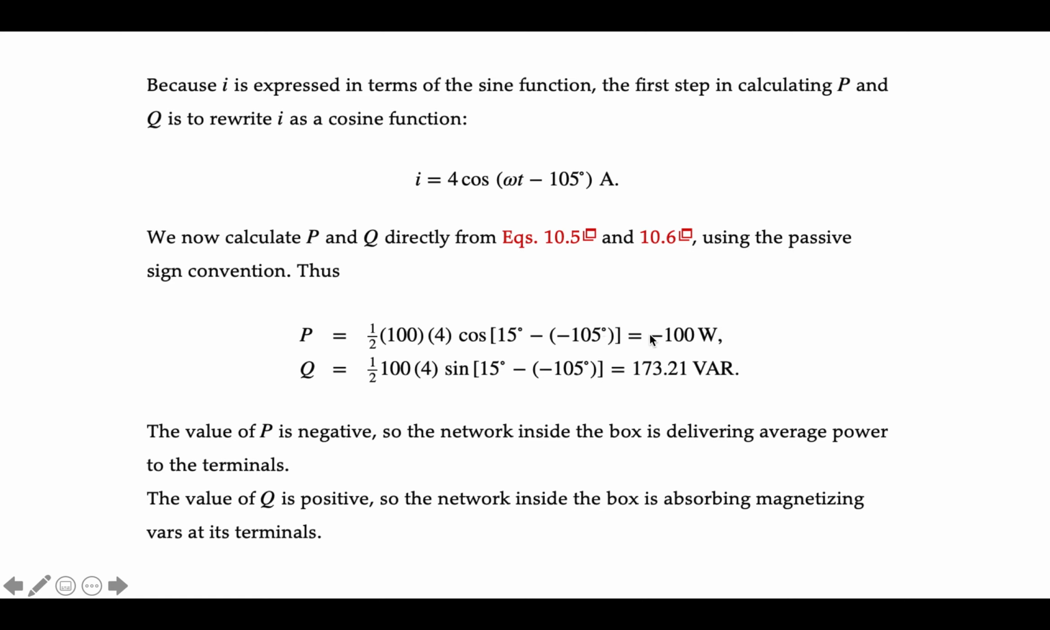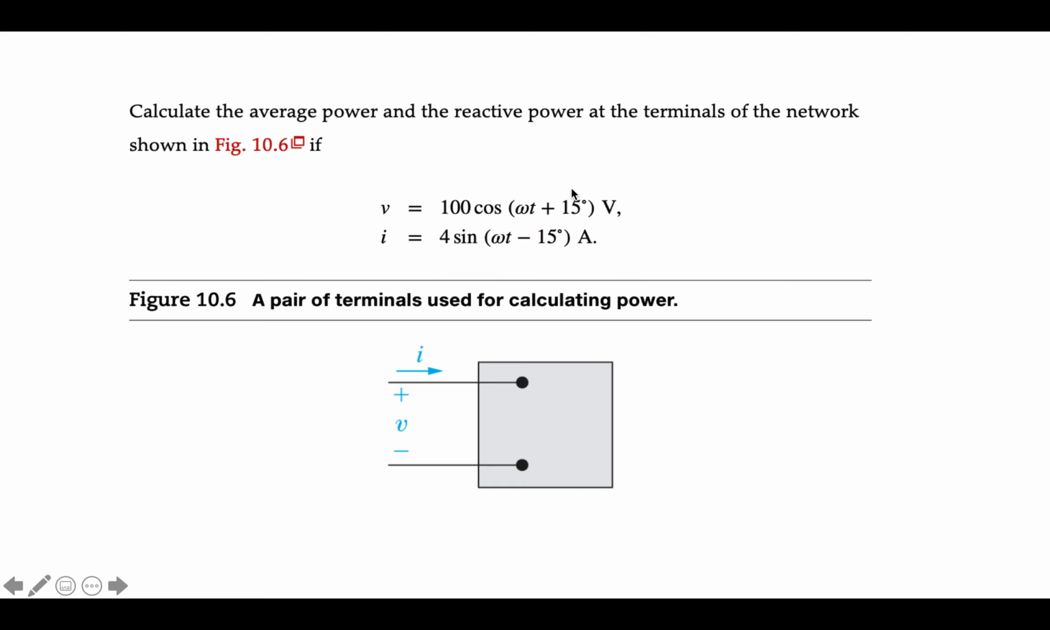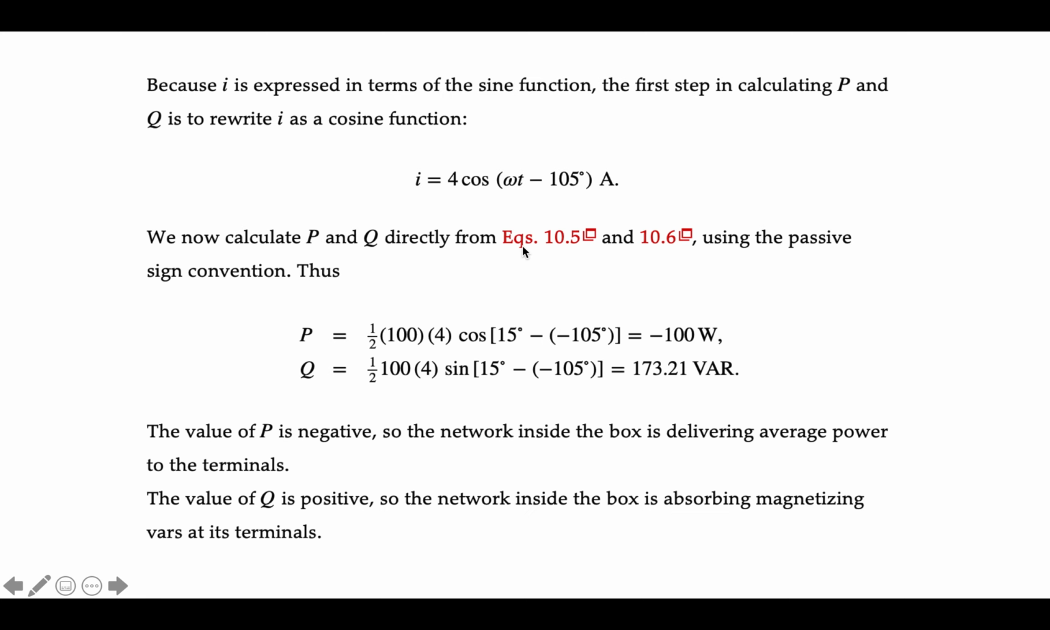If you do that calculation, you get minus 100 watts. Do exactly the same calculation, only finding the sine, you get 173.21 vars. So question is this inductive or capacitive? Let's go back. We have cosine of minus 105. We have for the voltage, so let me, so for the current, it's minus 105. For the voltage phase angle, it's 15.